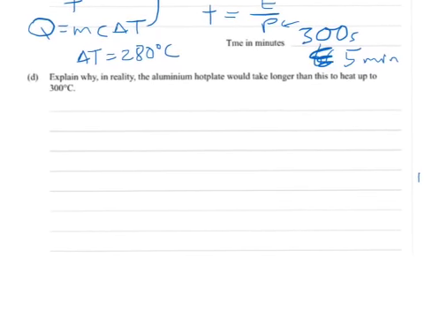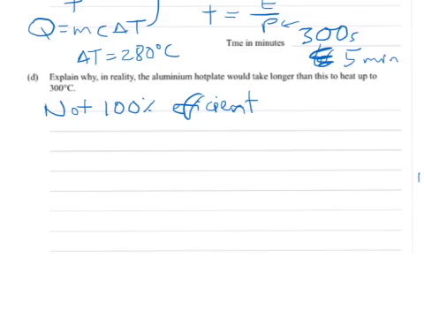D. Explain why in reality the aluminium hot plate would take longer than this to heat up to 300 degrees Celsius. Well, the big idea here is that it's not 100% efficient. So we're going to explain that further. Not 100% efficient, and what that means is that the energy is not perfectly transferred. There will be heat loss to the surroundings.